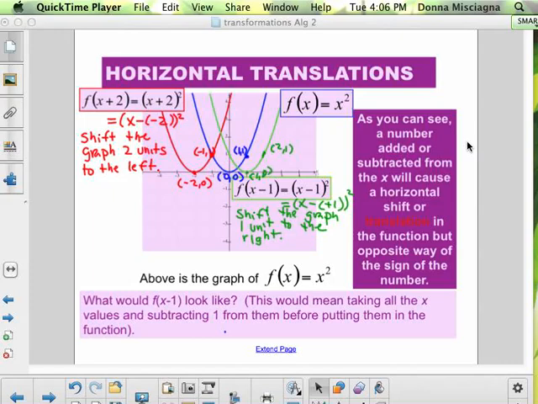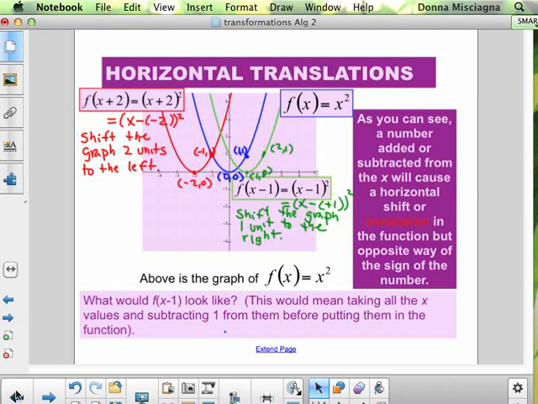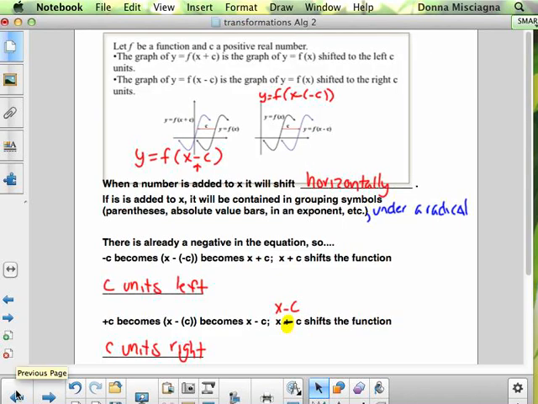Now let's look at horizontal translations. Oops. Let's go back one page. There we go. All right, so this is in your notes.